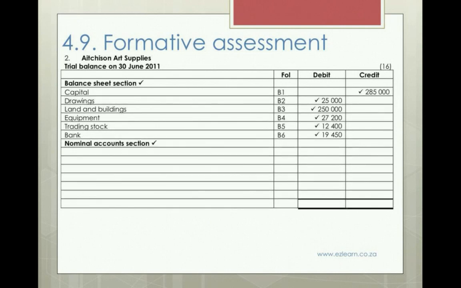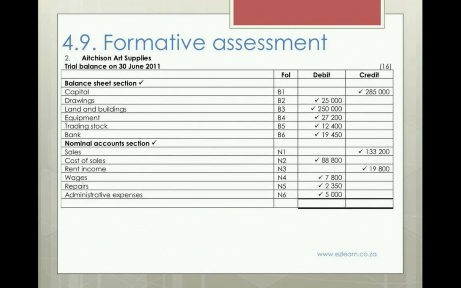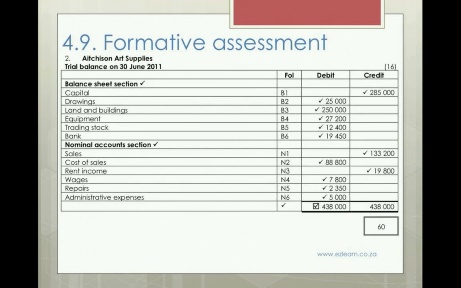Nominal account section or the statement of income account section is worth a mark. Sales is a credit of 133,200, tick. Cost of sales, debit 88,800, tick. Rent income, 19,800, tick on the credit side. Wages, debit 7,800, tick. Repairs, 2,350, tick. Administrative expenses, debit 5,000, tick. Also make sure that all your folio entries are correct, B1, B2, etc., and N1, N2, etc. If you've done that correctly, you can give yourself a mark for your folio entries.